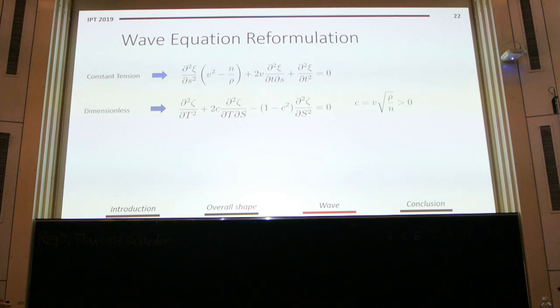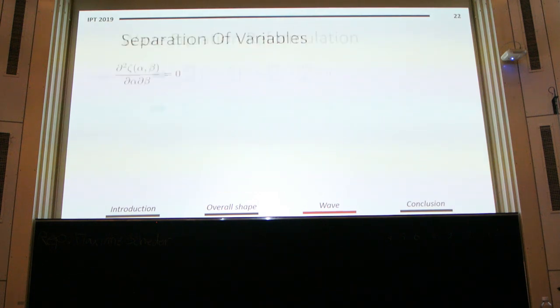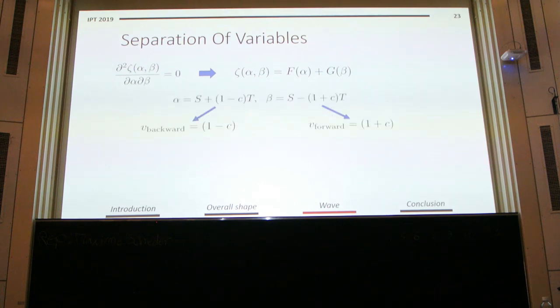It's important to see that it is positive. And if we introduce those variables, we can get this equation. So this is the same equation as before, but in this form. And this is important because now we can apply separation of variables to have two different solutions: a backward propagating wave and a forward propagating wave. The forward propagating wave is always positive, as C is a positive constant.